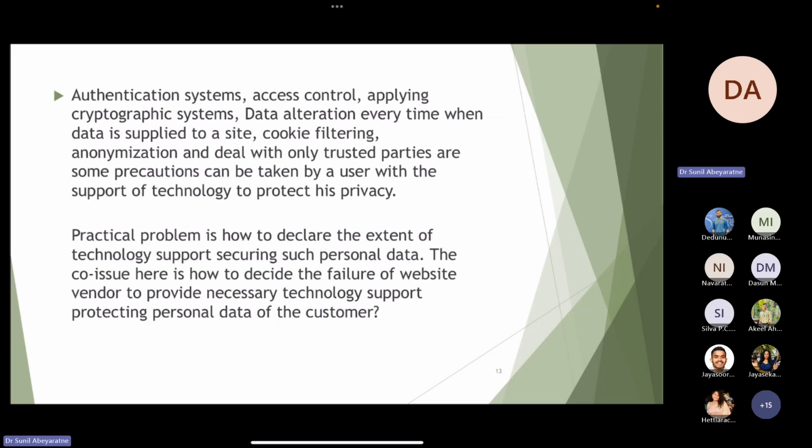Authentication systems, access control, applying cryptographic systems, data alteration every time data is supplied to a site, cookie filtering, anonymization, and dealing only with trusted parties are some precautions a user can take, with the support of technology, to protect his privacy. The practical problem is how to declare the extent of technology support for securing such personal data. The core issue here is how to decide the failure of a website vendor to provide the necessary technology support for protecting the personal data of the customer. This is what I discussed earlier.